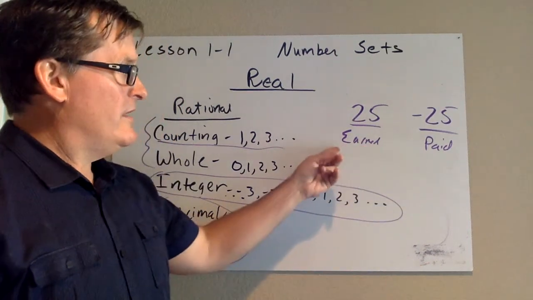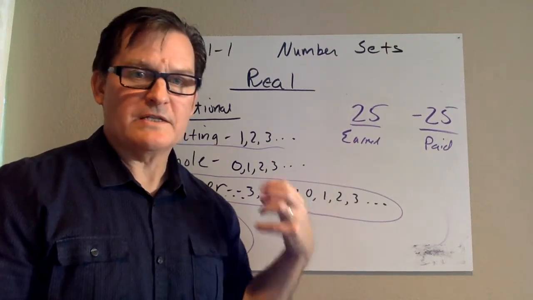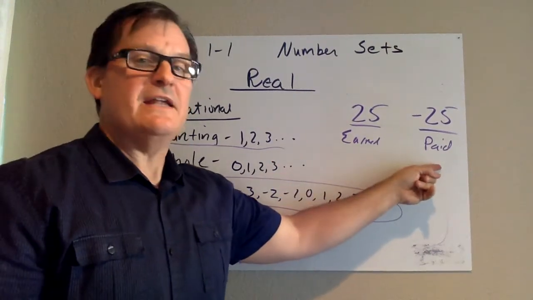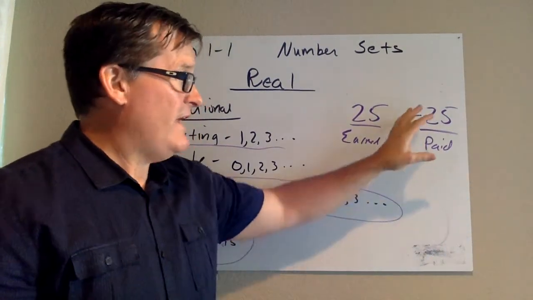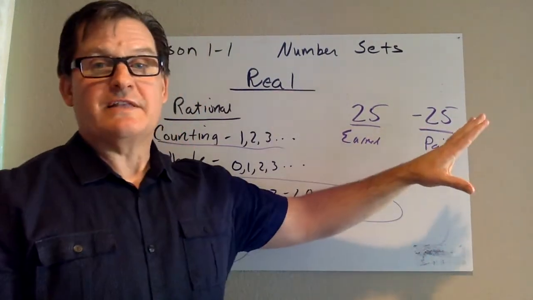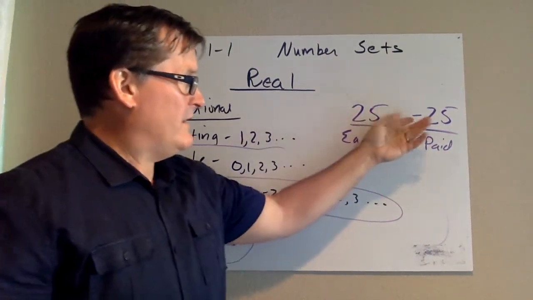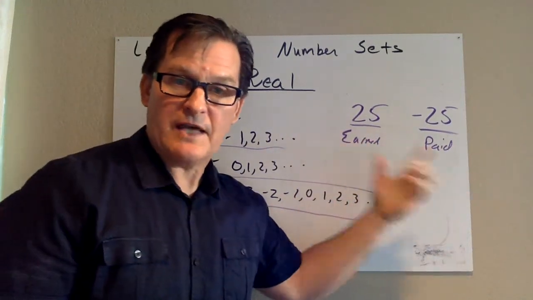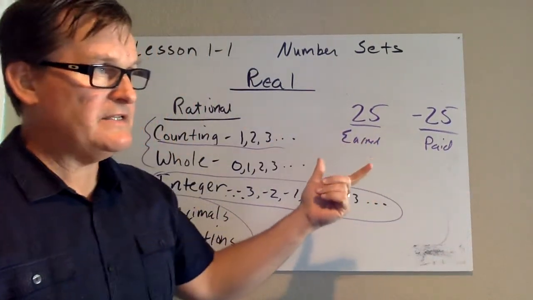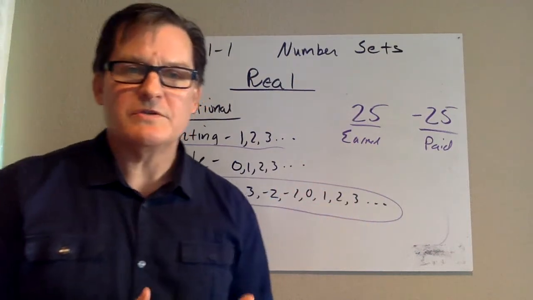25 is 25. But earned is a positive to us. It's added to our wallet. It's added to our bank account. Paid is a negative. It's going out. There's an opposite direction or opposite action there, and we're losing that money. Still, $25 is $25. So we need the negatives, or the positives, the integers, to be able to describe what's happening. It adds some context. So then enter the integers, and from that point on, we're always using integers.